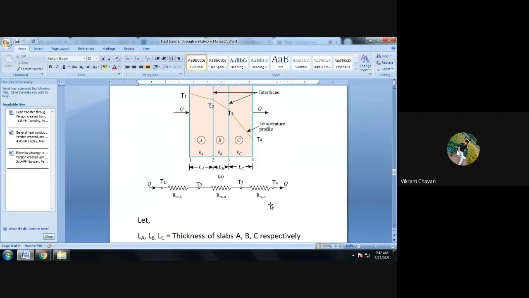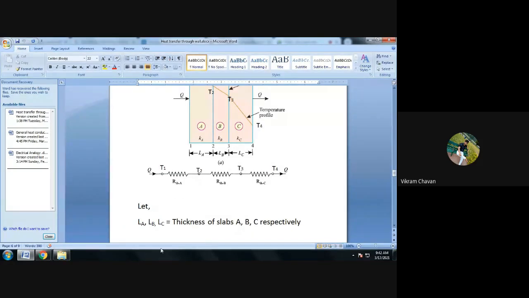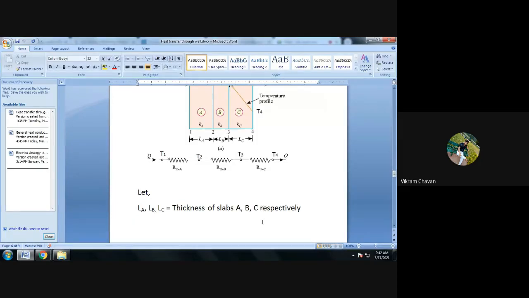Now further, let's consider, we are starting the derivation related to the composite law. So here we are going to consider that L_A, L_B, L_C are equal to the thickness of slabs or the walls A, B, C respectively. Thicknesses of slabs A, B, C respectively.